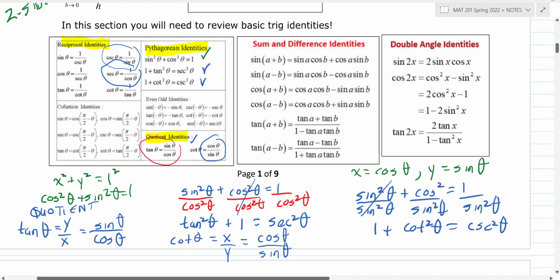And I'm not going to go through all of them, but those are important enough to know that you want to know how to derive those if you have to. Okay, so if you know the unit circle and the definitions of the 6 trig functions, you can figure a lot of these things out.